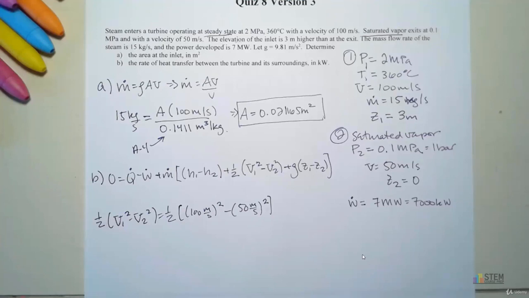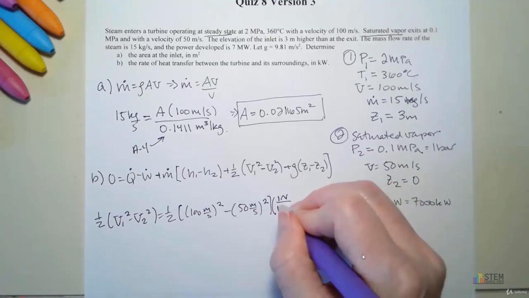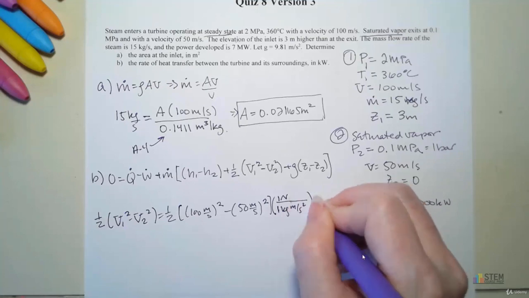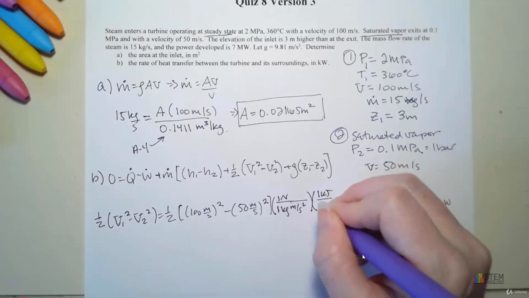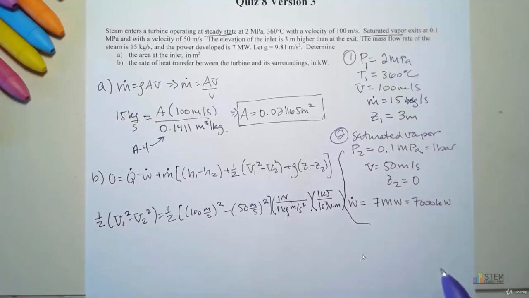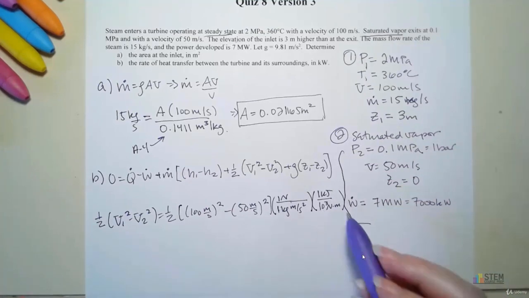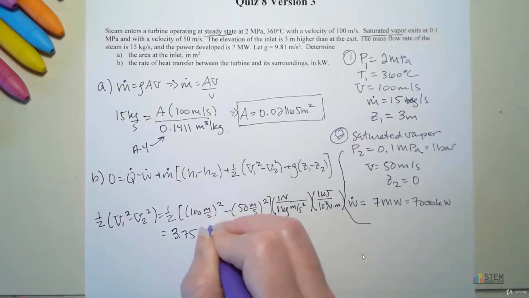Now I need this to be in the same units as the other terms. So we're going to have to convert here. So let's look at the conversion we'll need. We're going to do 1 Newton per 1 kilogram meter per second squared. And then I want to get to kilojoules. So I'm going to have 1 kilojoule per 10 to the 3 Newton meters. Okay. Now, after you do all that, you're going to get 3.75 kilojoules, whoops, this is a J here, per kilogram.